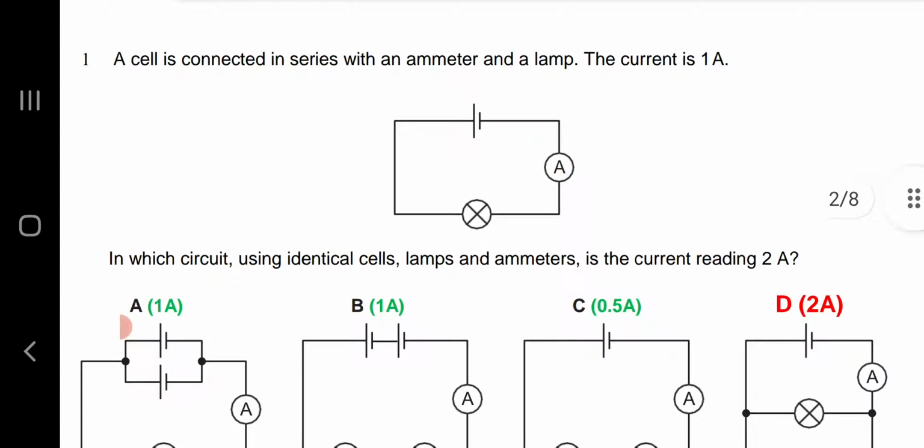Question number 1. A cell is connected in series with an ammeter and a lamp. The current is 1 ampere. In which circuit, using identical cells, lamps and ammeters, is the current reading 2 ampere?